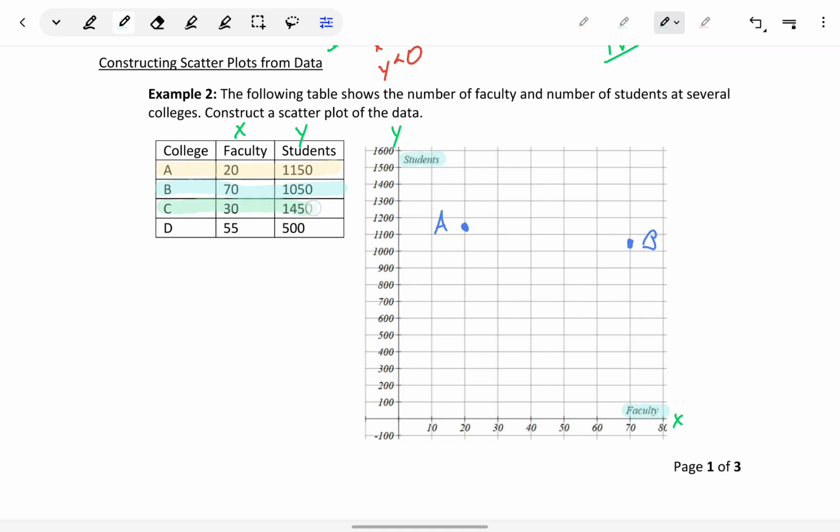Then we would continue to do the same thing for College C and College D, keeping those paired values together. So our next point would be at 30, 1,450. So we'd have our point for College C, and our point for College D would be at 55, 500.